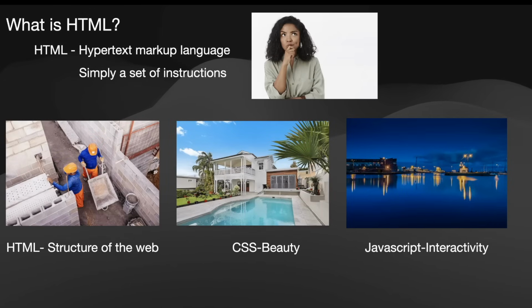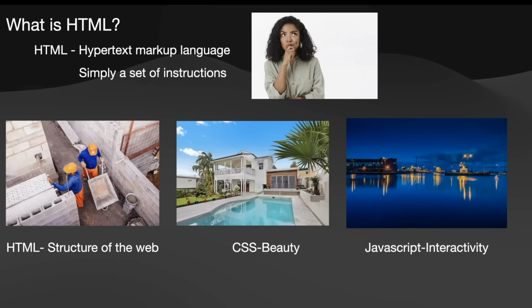Just like a building, CSS actually beautifies the web page. So CSS is like the colors in the building, the things that make the house beautiful. And then JavaScript is like the lights or the automations in the house. So JavaScript adds interactivity. Every web page you will see today is actually made of HTML, CSS, and JavaScript. In this course, we are going to be looking into HTML and CSS.